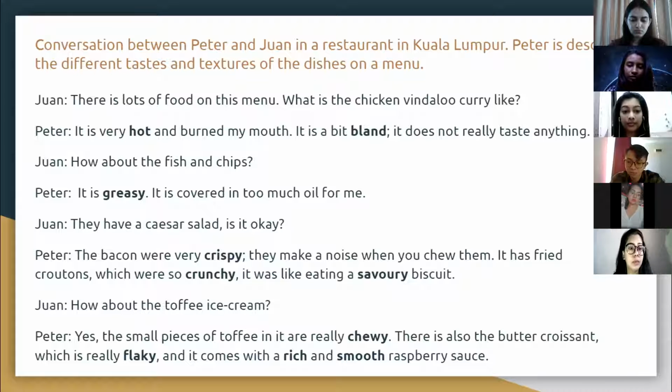Okay, now moving on. Juan said they have a Caesar salad. Is it okay? Peter said the bacon was very crispy. They make a noise when you chew them. It has fried croutons, which were so crunchy. It was like eating a savory biscuit. All right, can someone tell me the difference between crispy and crunchy?